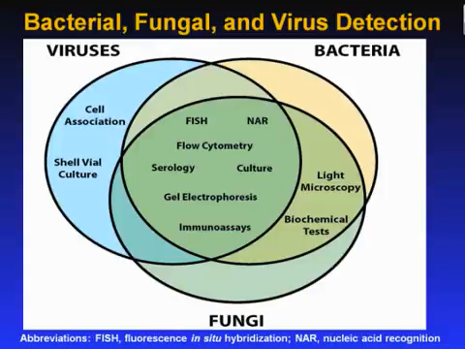This Venn diagram illustrates available diagnostic testing methods for bacterial, fungal, and viral infections. The left blue circle represents viral testing methods. The right yellow circle represents bacterial testing methods, while the bottom green circle represents fungal testing methods.